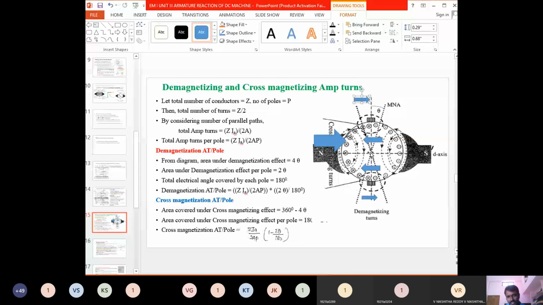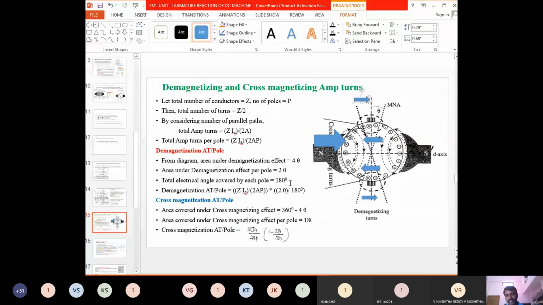So here theta plus theta, total equals 4 theta. Now this is for 2 poles. If I want to consider the demagnetization effect per pole, then I need to divide it by 2. As there are 2 poles here, 4 theta by 2 is equal to 2 theta. Now the total electrical angle covered by each pole: we already concluded that each pole covers an angle of 180 degrees.